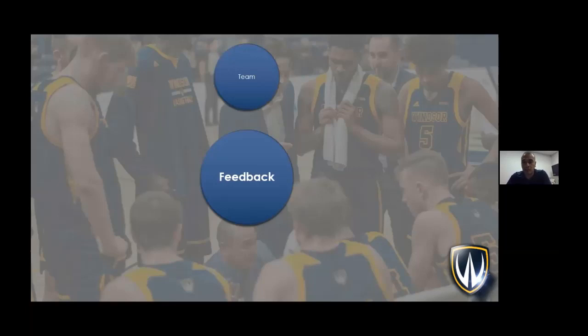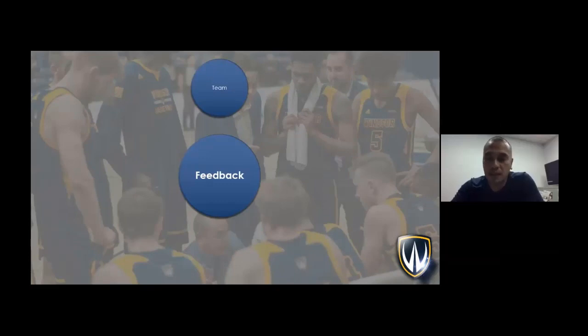So when I look at film, and again, I talked to you about watching film, I look at how we protect the paint. We call it protect elbows, blocks, and nail. How do we do it in terms of our defensive rebound? How did we complete plays? Or did we give up a lot of offensive rebounds? Frankly, we did this year, so that's an area that I have to look at.